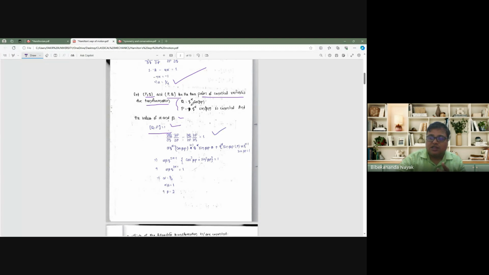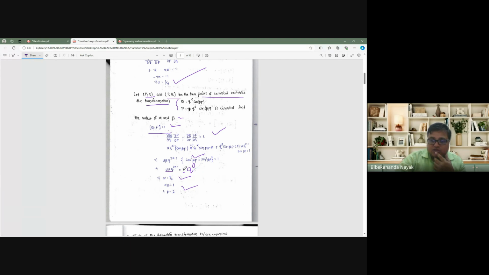And take its derivative. You found this. And that is cos square root and sin square root of b is 1. So alpha beta q to the power 2 alpha minus 1 is equal to 1. Here 1 means q to the power 0. For comparing this, you can say 2 alpha minus 1 is equal to 0. So alpha will be half. And alpha beta is equal to 1. So beta will be 2.